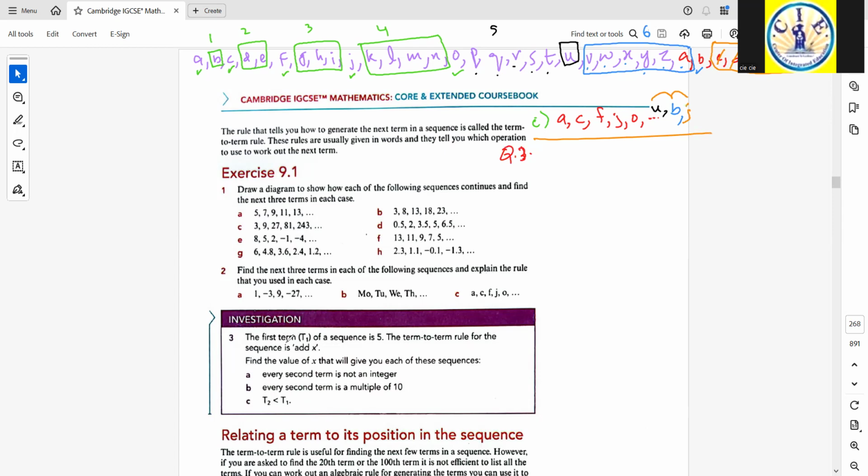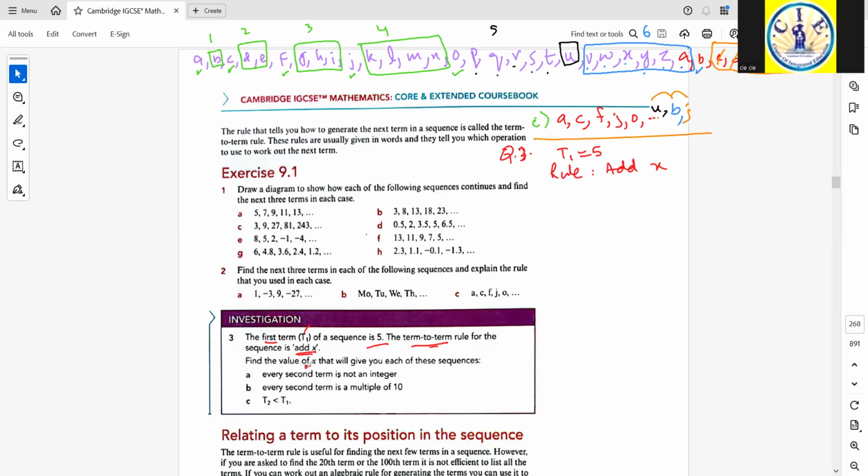The first term, T1, of a sequence is 5. The term-to-term rule for the sequence is add x. That means I need to add x to it. That's actually not the first term, I should not be writing it down. So the rule is add x.